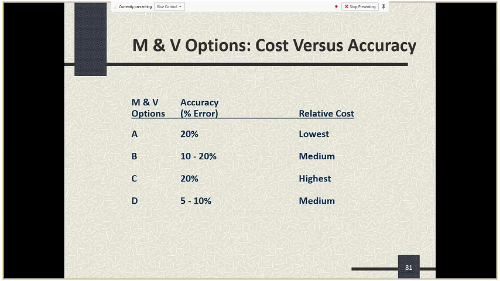And the funny thing is, people say, well, why do you say option C is the highest cost? Because a lot of people think option C is going to be the lowest cost, and actually option A turns out to typically be the lowest cost method of doing M&V. The reason why option C is the highest cost is because people make so many changes in their dynamic facilities that to track them all down takes hundreds and hundreds of hours of engineering time.